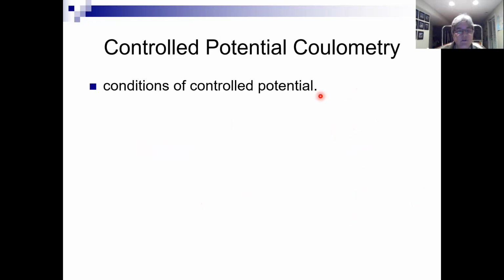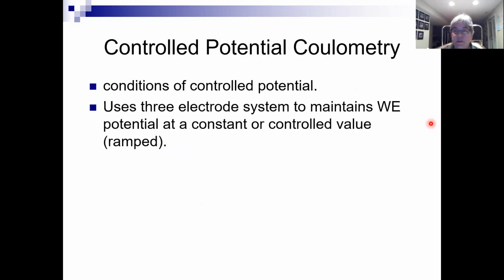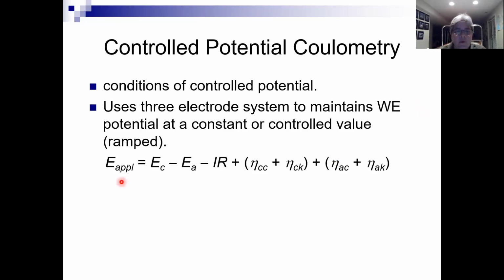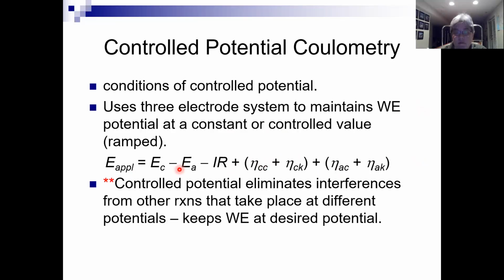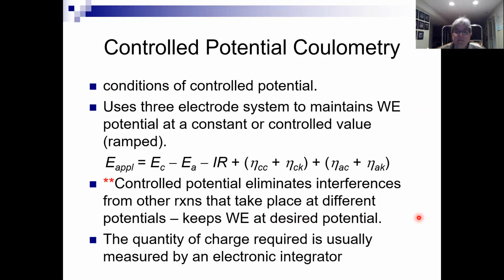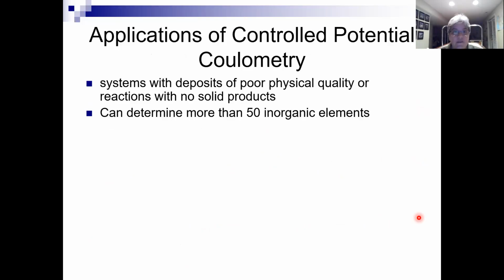Okay, so the controlled potential, this one will use a 3 electrode because we have to control the potential. Remember, we need to keep that working electrode at the value that I want. And why? Well, remember this same equation, all of these things are changing with time. Okay, so by controlling the potential, then we don't get other things reacting. Okay, remember, we're keeping the working electrode at the desired potential. All right, and then we use an electronic integrator to actually measure how much charge is there in the system.